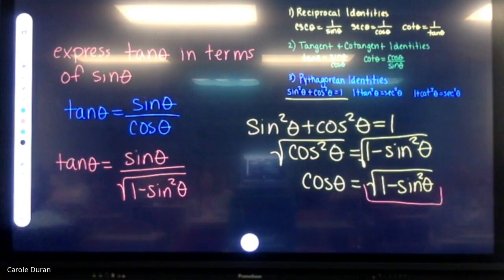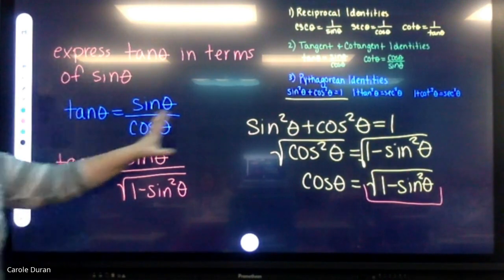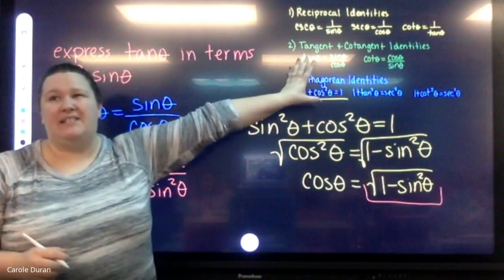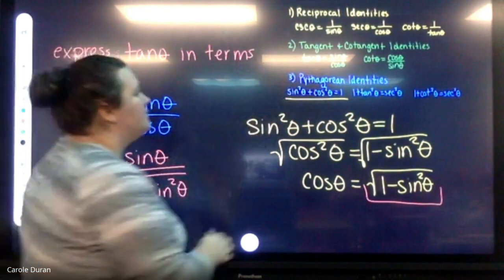Okay, so let's go ahead and do another example. Again, I'm going to erase this so we can keep our Pythagorean identities right here as an easy reference.